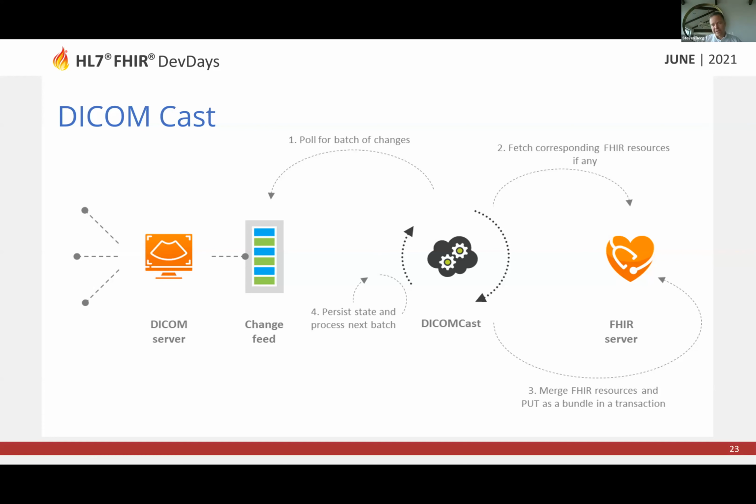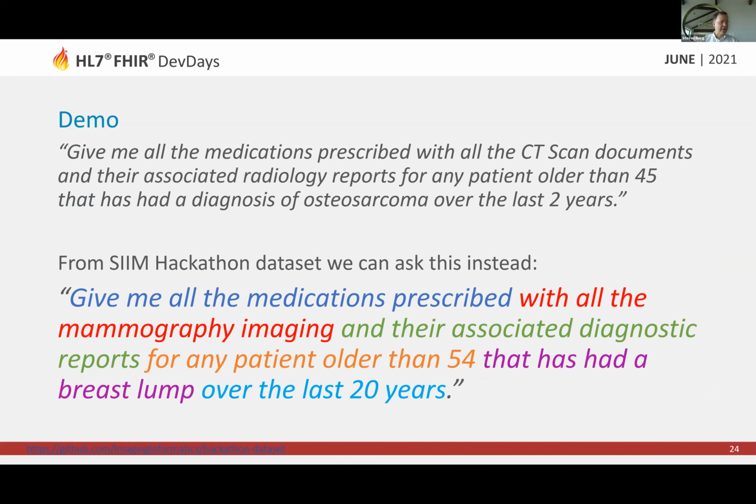Now, there's configuration options, of course. If you don't find the patient, you may want to create the patient in FHIR. That's totally up to you and how you might want to do that. But then we simply persist that state and process the next batch, and we just move through. It's all open source. You can take a look at it at any time. We find it pretty interesting. I'm going to switch gears for a moment and now walk into a little bit of a demo.